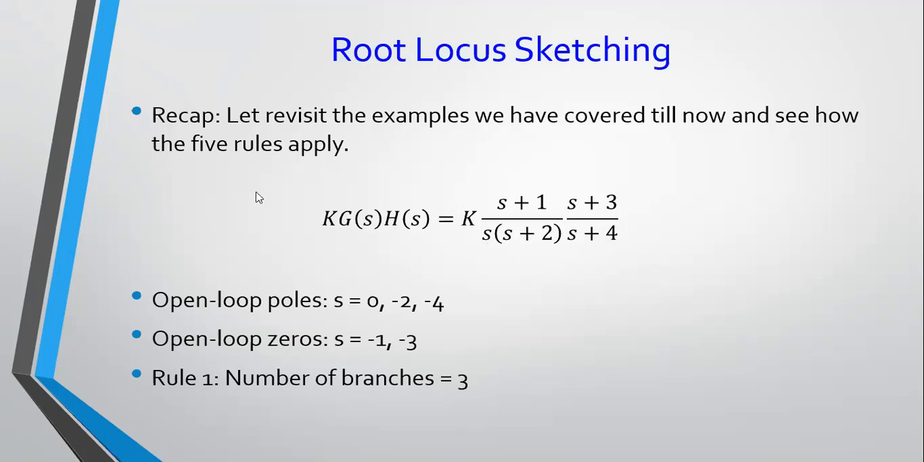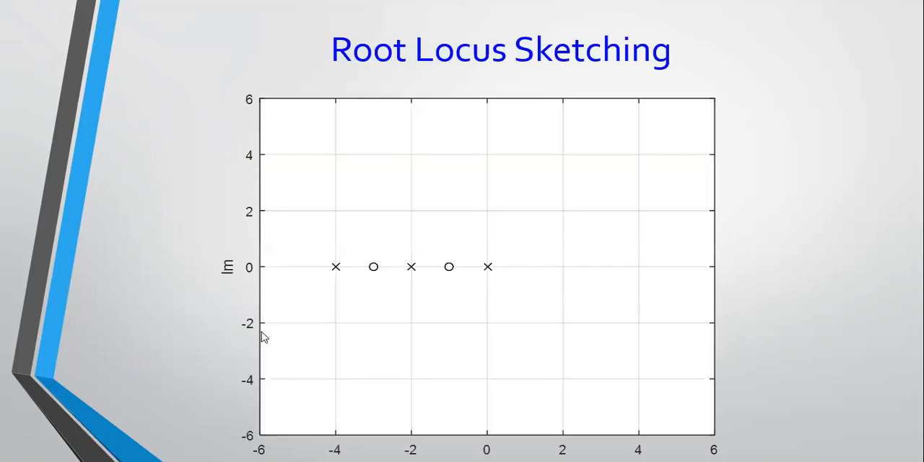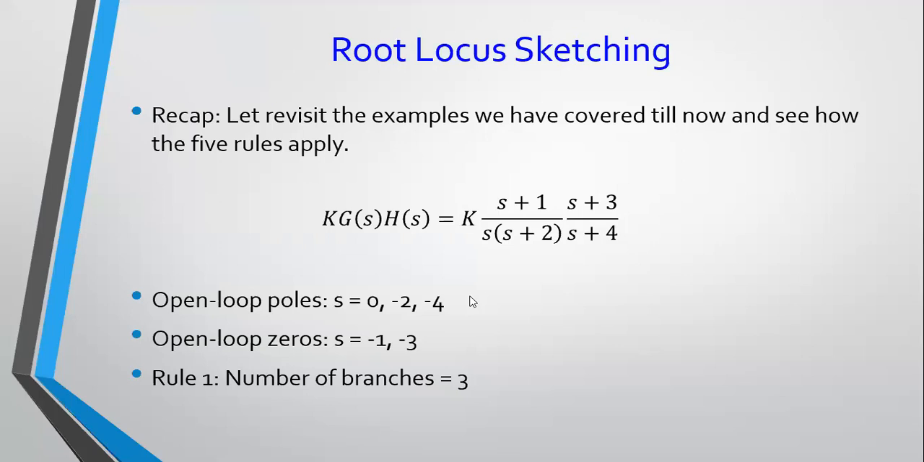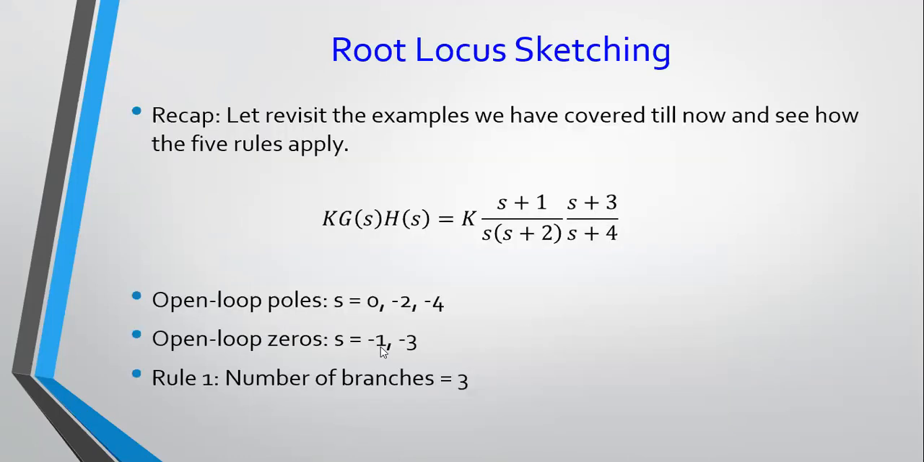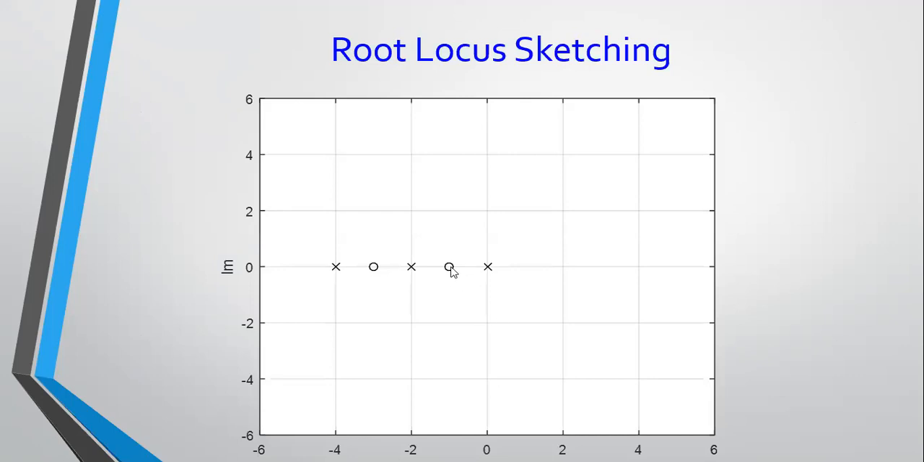Now, straight away after finding your open loop poles and zeros, you would first put them on the complex plane. We're going to represent the poles as crosses and the zeros as circles. So you have poles at 0, -2, -4, and then you have zeros at -1, -3. That's the very first step you would do: put your open loop poles and zeros on the complex plane.